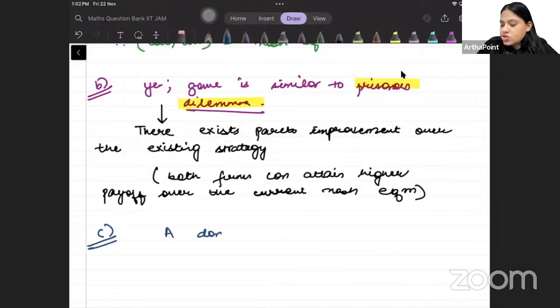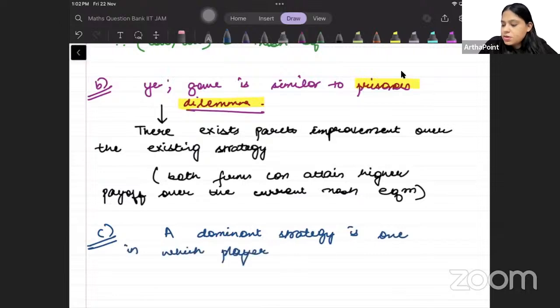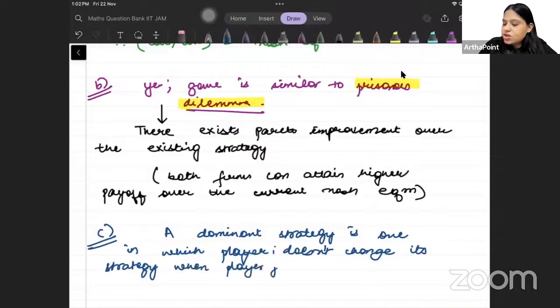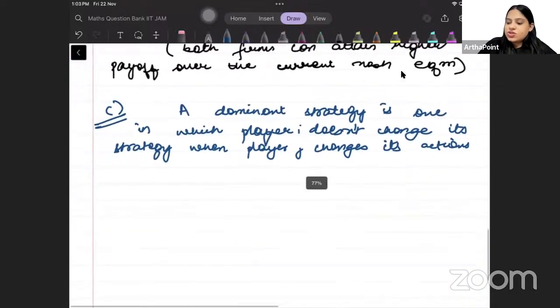A dominant strategy is one in which player I doesn't change its strategy when player J changes its actions.